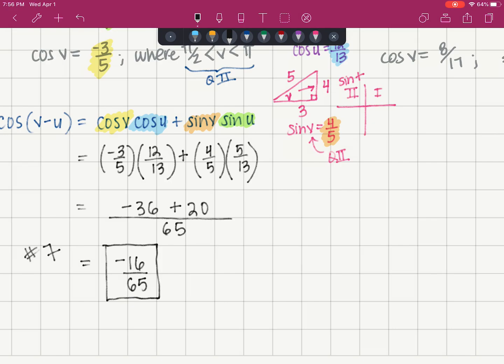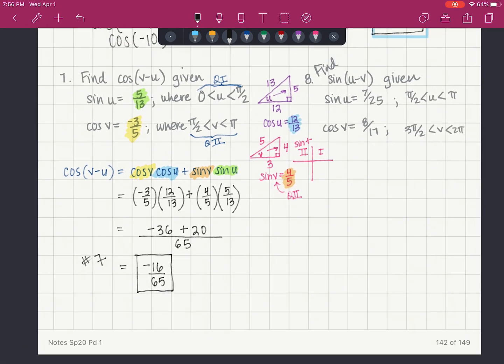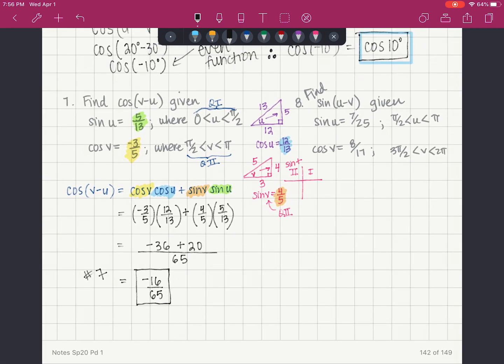So now number 8, I think you can try number 8 and see what you get. And then you can always come back and check your answer with what I got. So you can check it with what I got when you're done.